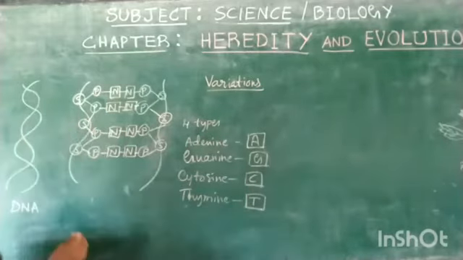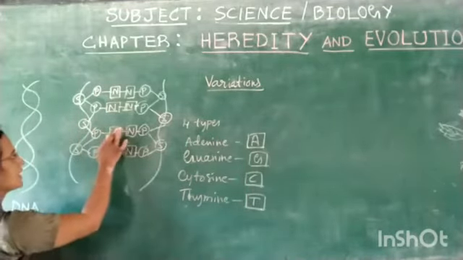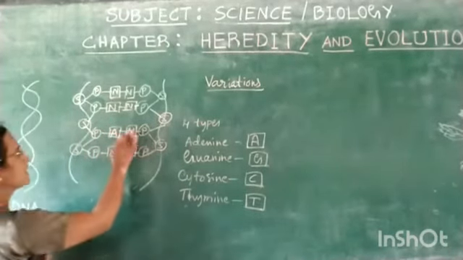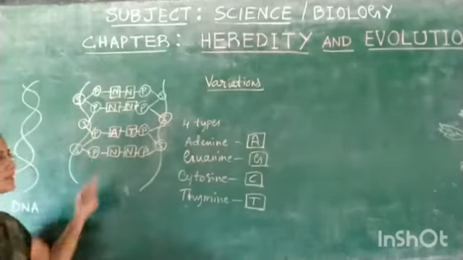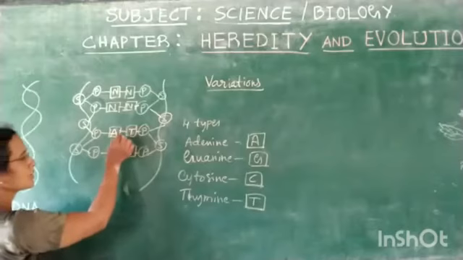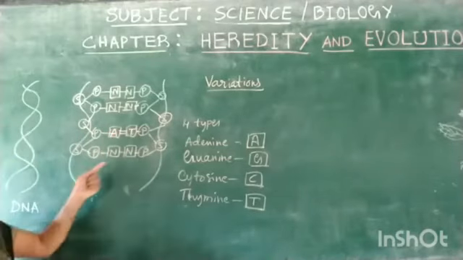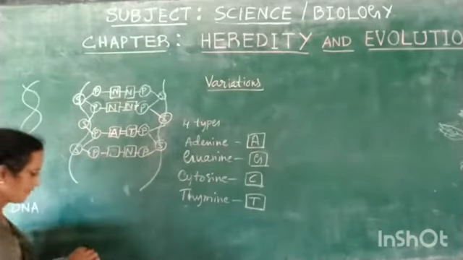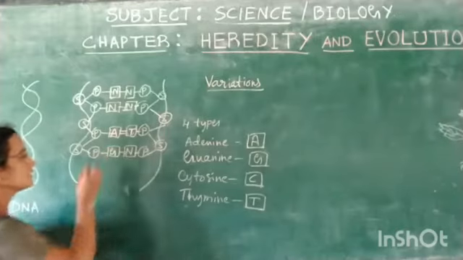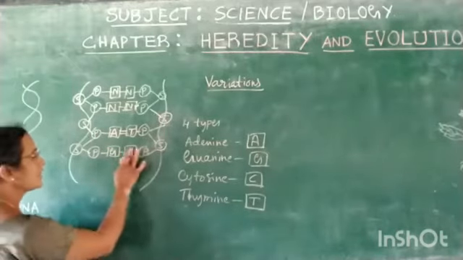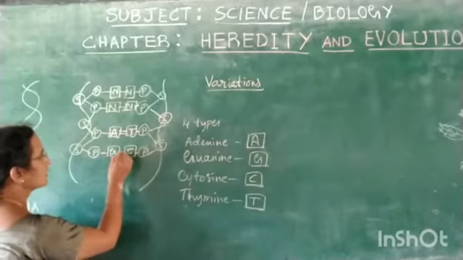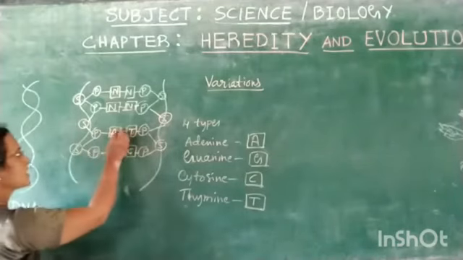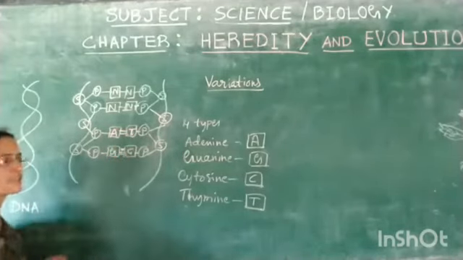Here the speciality is that, since I will be writing A for adenine, this nitrogen base always pairs with thymine. There is a bond between these two nitrogen bases, that is a double bond. Suppose I take these two nitrogen bases, here I may write G. Guanine always pairs with cytosine. Here you find three hydrogen bonds. So A always pairs with T and G always pairs with C.